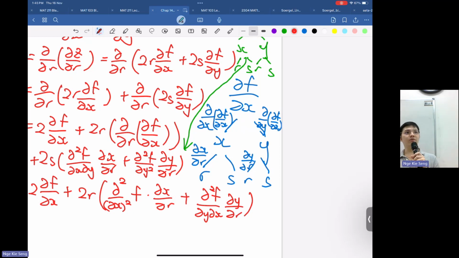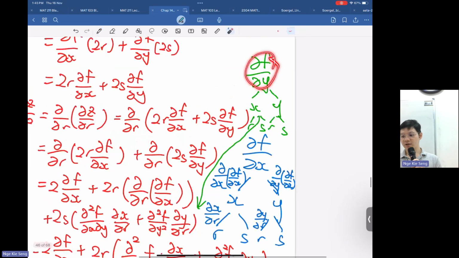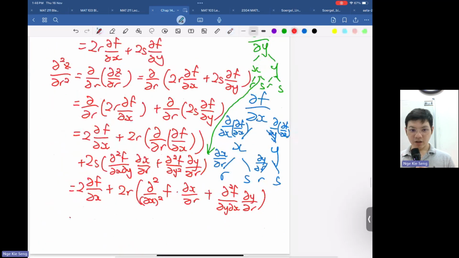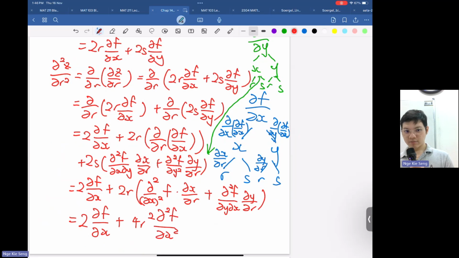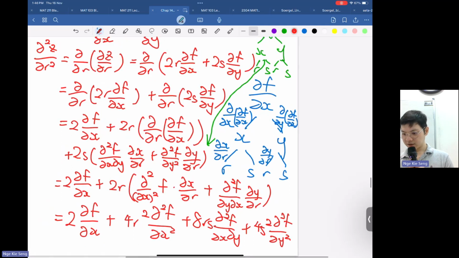Do you know what to do to get the second term? You need to draw a tree from del f over del y to r. Draw this tree. So all together you should get something like 2 times del f over del x plus 4r squared del square f over del x squared plus 8rx del square f over del x del y plus 4x squared del square f del y squared. So you can check this final answer.